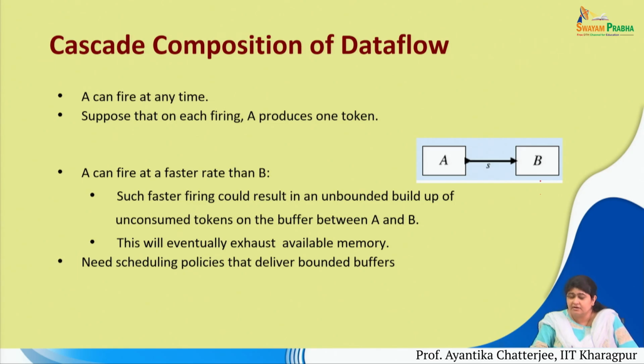But before that, it should not happen that some data gets lost. Okay, some token gets lost, to be specific. So we need a scheduling policy that delivers bounded buffers. So there must be some bounding on the generation or on the storage part or on the consumption part. Okay. So we will see in detail in which form we can actually decide these scheduling policies.